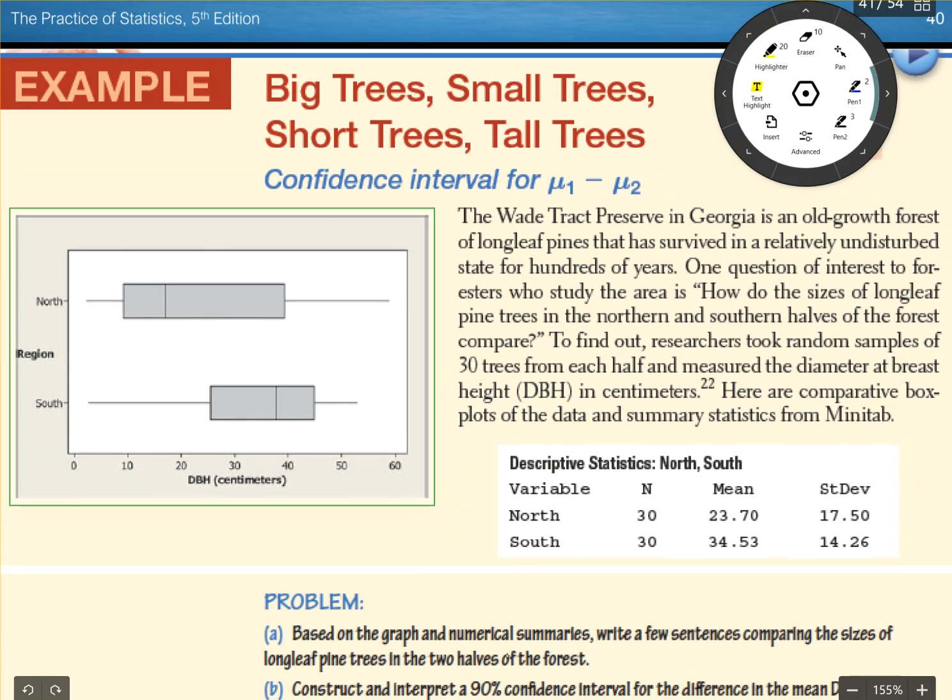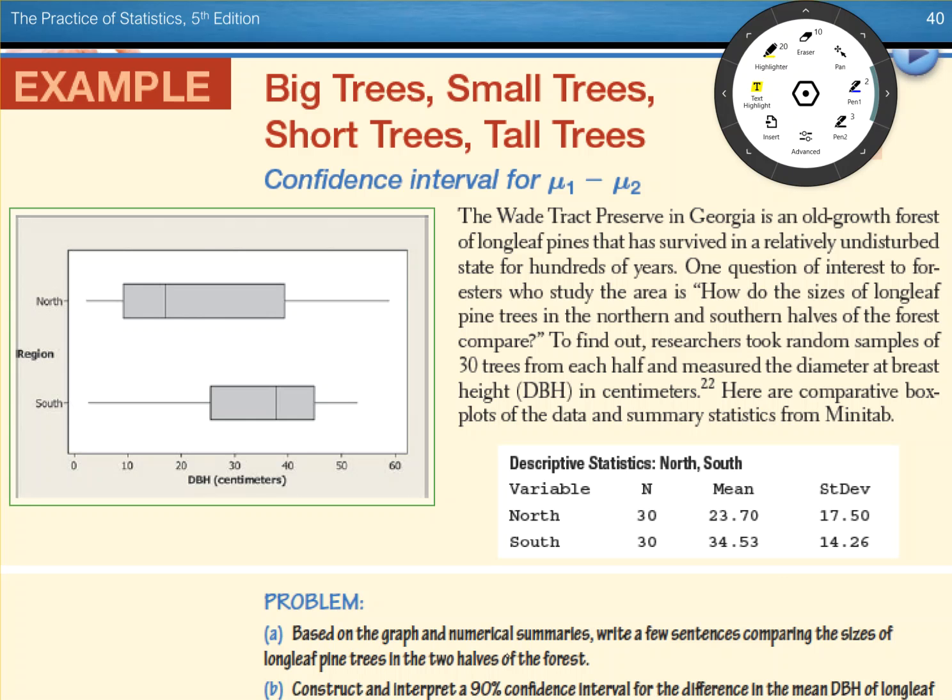A preserve in Georgia is an old-growth forest of pines that survived in a relatively undisturbed state for hundreds of years. One question of interest to foresters who study the area is how the sizes of pine trees in the northern and southern halves of the forest compare. So they took a random sample of 30 trees from each half and measured the diameter in centimeters. Here are the comparative box plots of the data and summary statistics from Minitab.